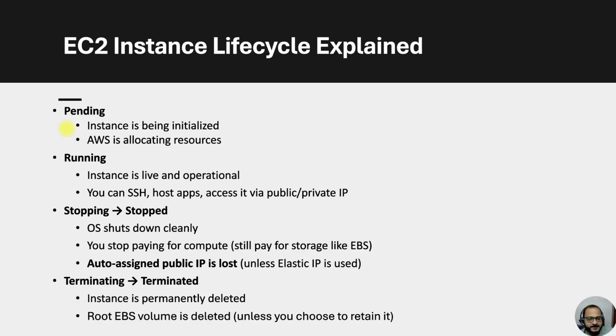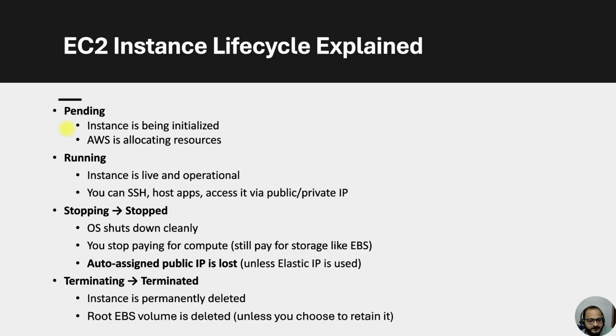Another state we have here is stopping, which is called stop. So what happens at this stage? The operating system shuts down cleanly, and you stop paying for the compute resources, but you still pay for the storage like EBS, and the auto assigned public IP is lost. If you are not using an Elastic IP address, then the public IP address which is auto assigned to this EC2 instance will be gone. So all these things happen in the stopping or stopped state of the life cycle.